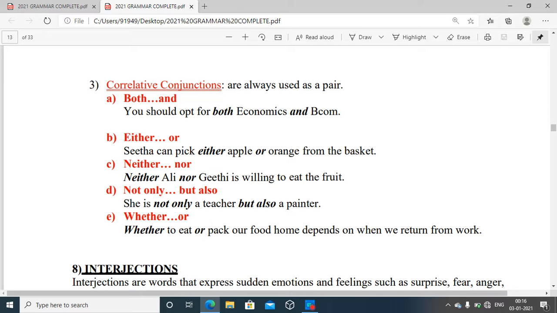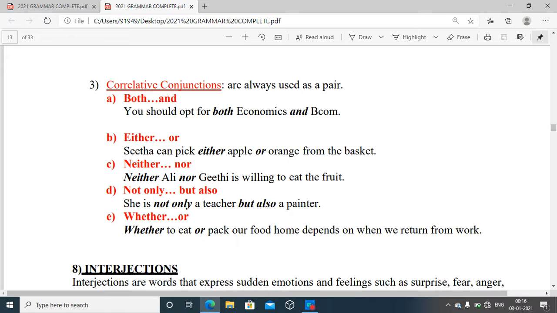Okay. Whether to eat or pack our food home. In between, something has to be there. Whether to eat or pack our food home depends on when we return from work. That other part you can just leave here. Whether to eat or pack, the option.